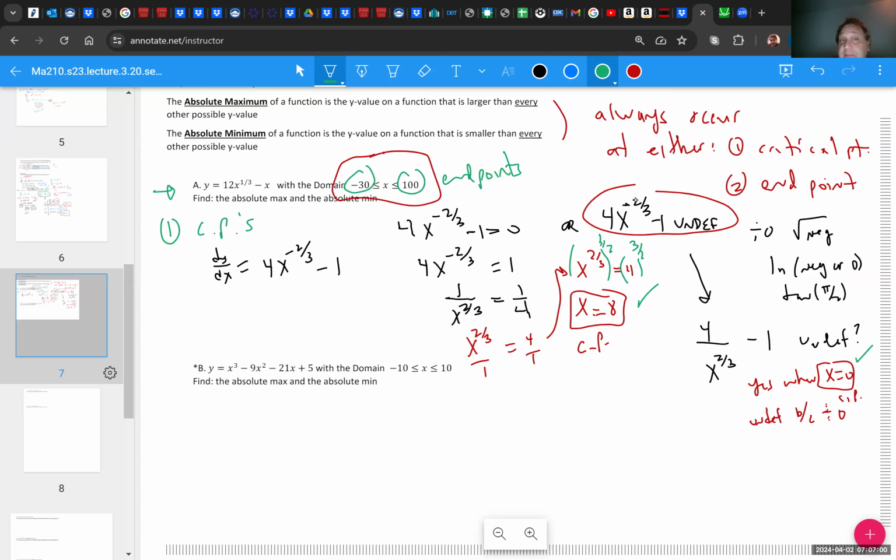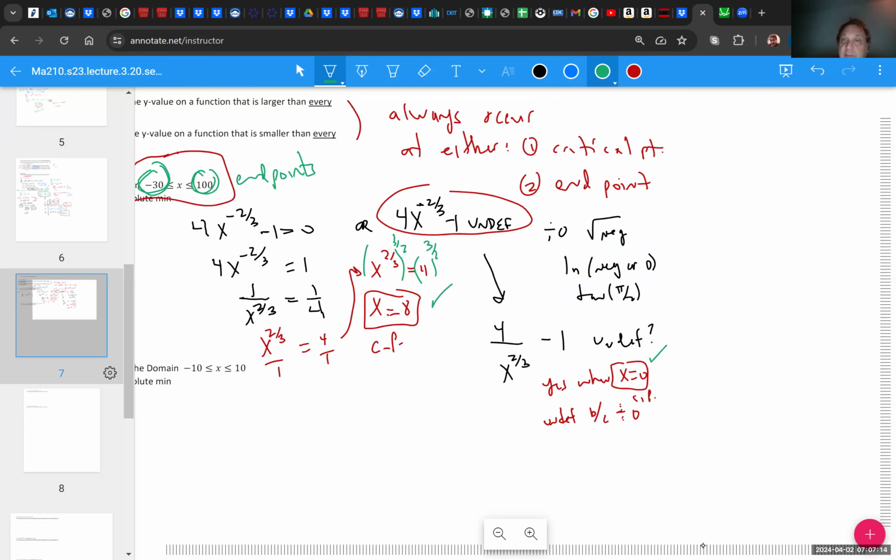All right, so first step, find the critical points. We found them. Second step, find the endpoints. Well, they're right here, negative 30 and 100. Those are the endpoints. And the last step is just figure out which of them is the absolute max, which is the absolute min. So I'll make a little table. Remember that the absolute max, absolute min always occur at a critical point or an endpoint. Well, what are our critical points? 8 and 0. What are our endpoints? Negative 30 and 100. So that's the list. If we have an absolute max, absolute min, it's got to be one of those four places.